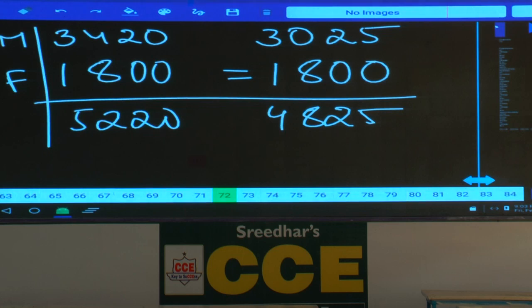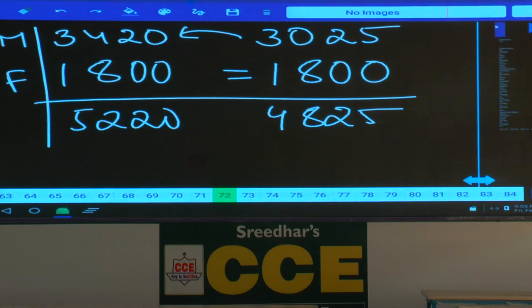3025. Now what is your question? Male population in village A is what percent more than in village B? So that is about 3420 and 3025. 3420 is how much more than 3025?